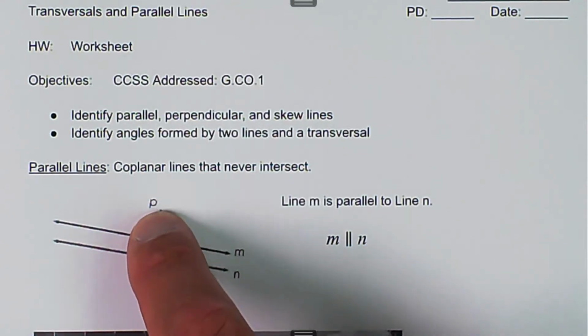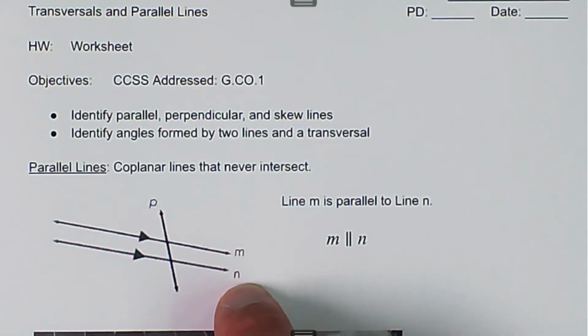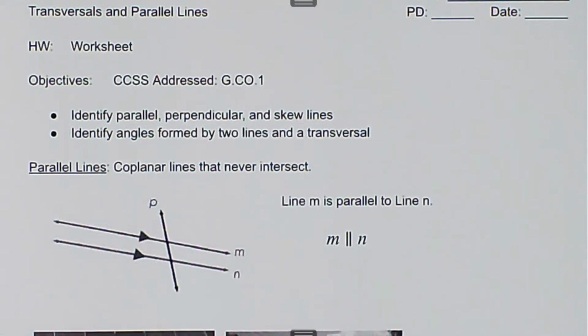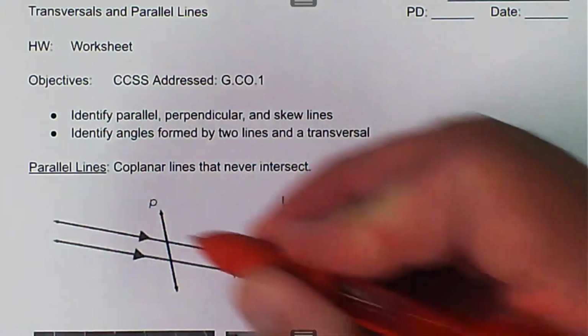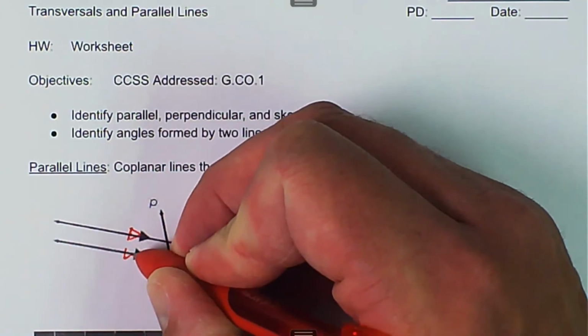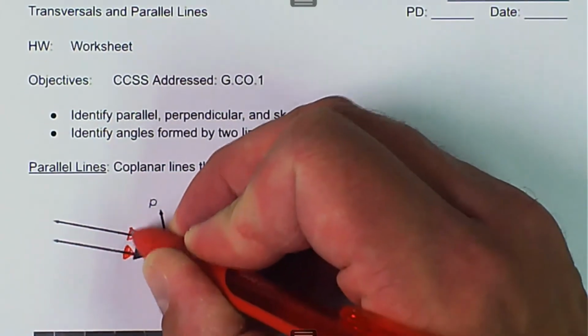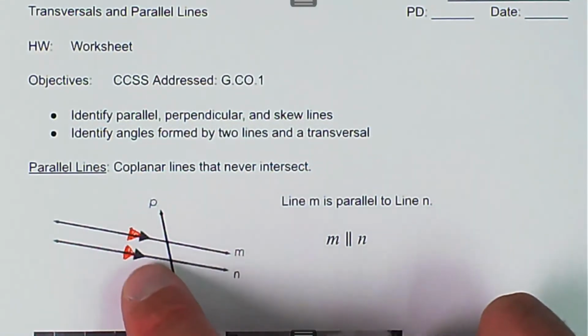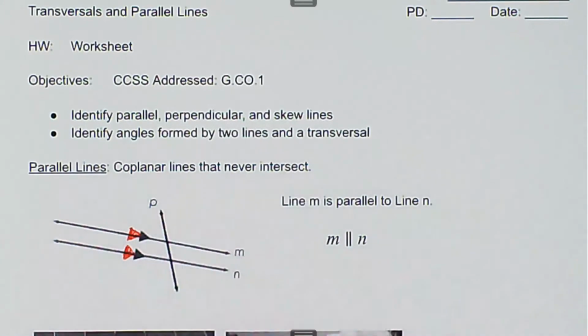So here we have line P, line M, and line N. P crosses M and N, and we're told that line M and line N are parallel because of those arrows. Similar to how we have those congruent marks, if we had 2 marks on each of them, that still shows that these two lines are parallel, because there's 2 triangles and 2 triangles. Those 2 lines are parallel because they both have the same number of triangles on them.